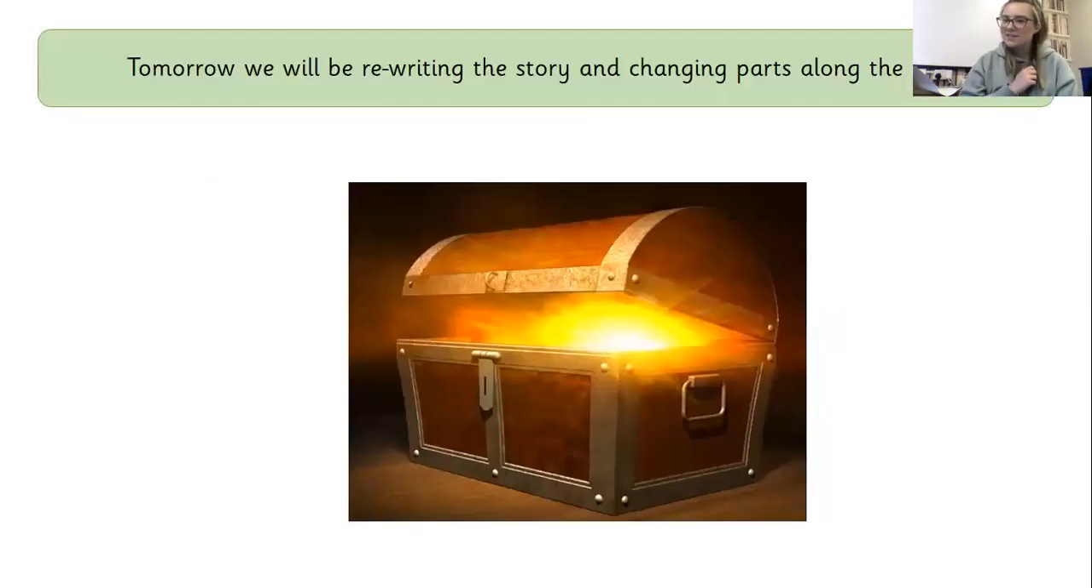Right, that is actually us done now for today. Nice planning lesson. So not too much writing to do today. You're going to need your writing brains on for tomorrow, because that's our actual story time again, where we're going to start writing our story. So tomorrow we'll be writing the story and changing parts along the way. We're going to need to change a few bits and bobs to make it all make sense. Okay, so make sure you've got your writing brains turned on, ready for Friday's session.